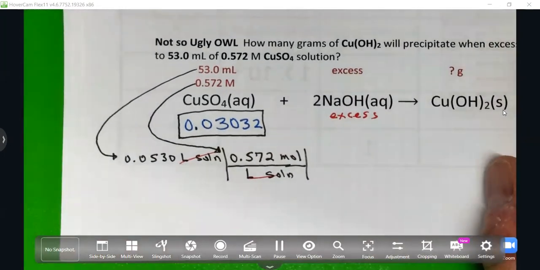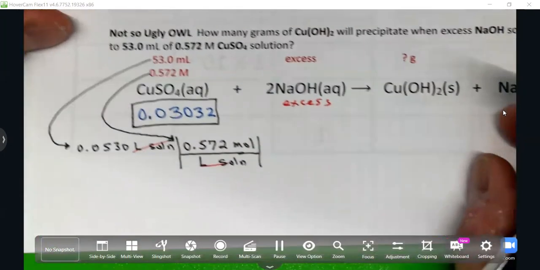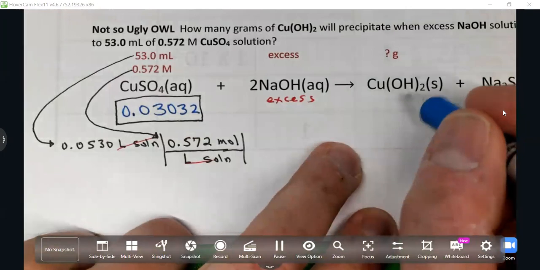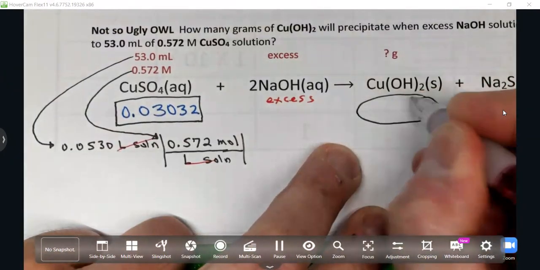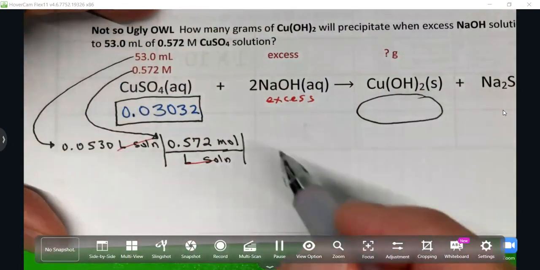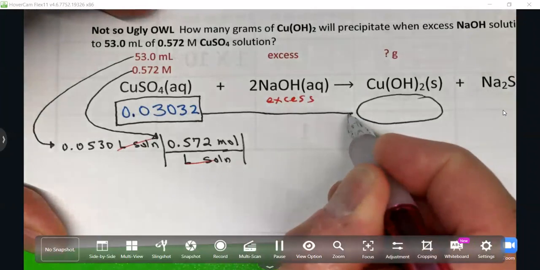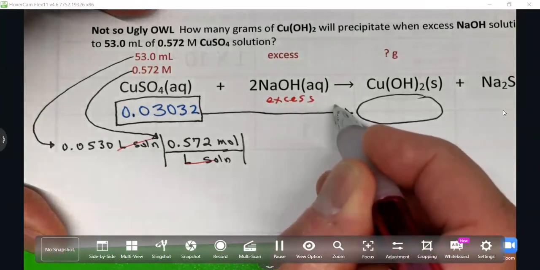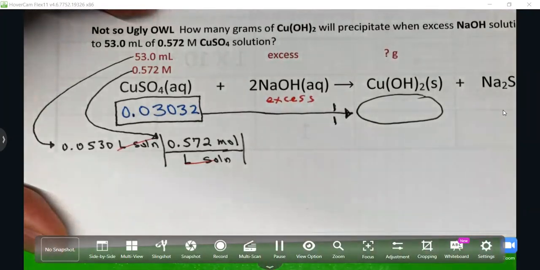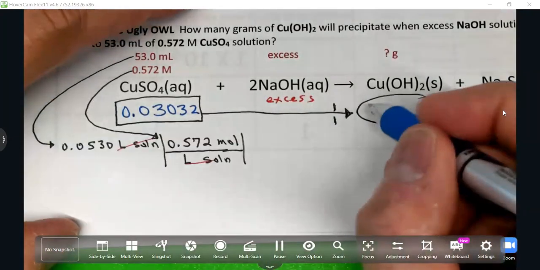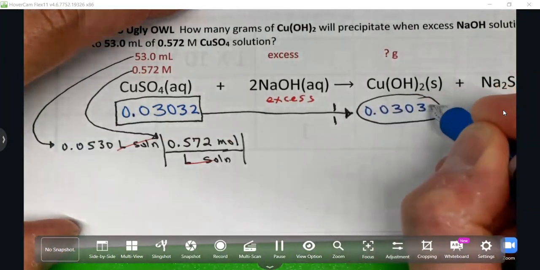Again, the solution technique is exactly the same. What are we going to do now? Because we got to get grams right here. We have to get moles. How many moles of copper 2 hydroxide are we going to produce? My mole factor fraction, 1/1. We are going to produce 0.03032 moles.